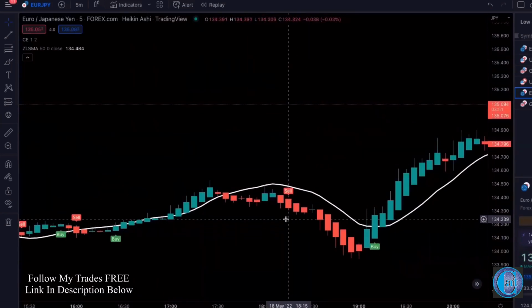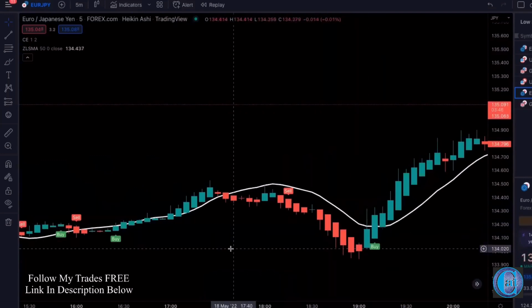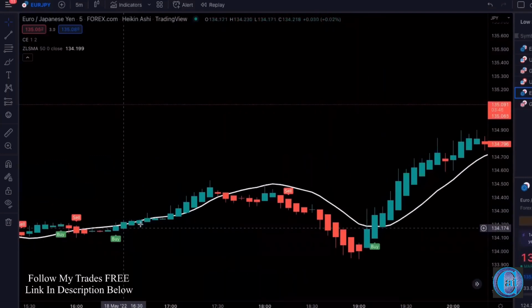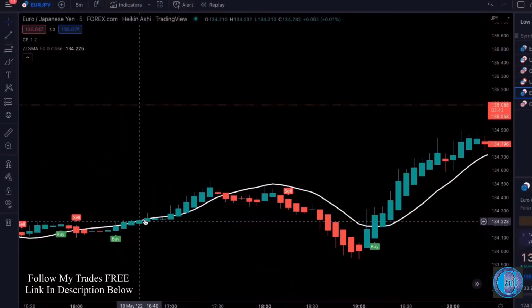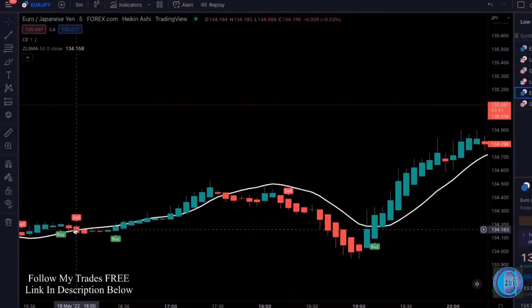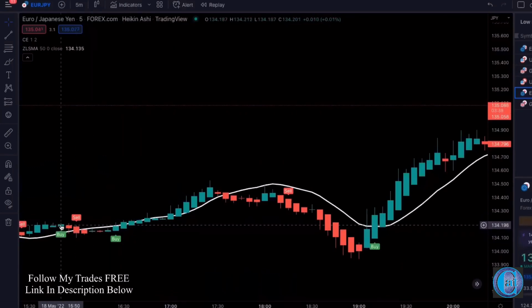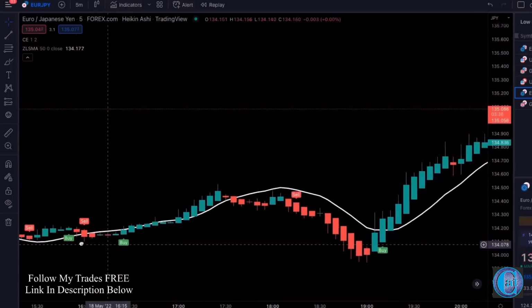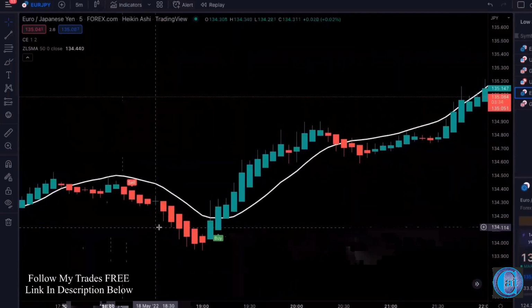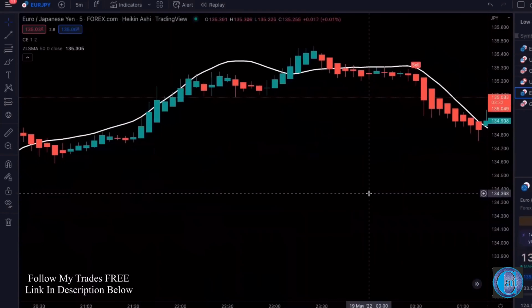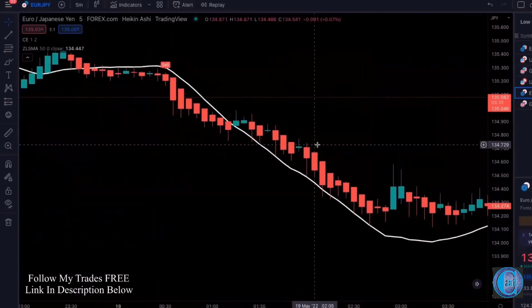Same thing over here. This one would have been a good sell, get out. This one wouldn't have been a good trade. This one would have lost a little bit. This one would have lost a little bit. So you see how the wins are good and the losses are smaller. So that's basically the strategy right now.